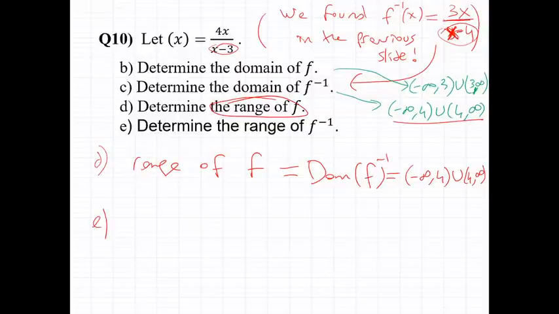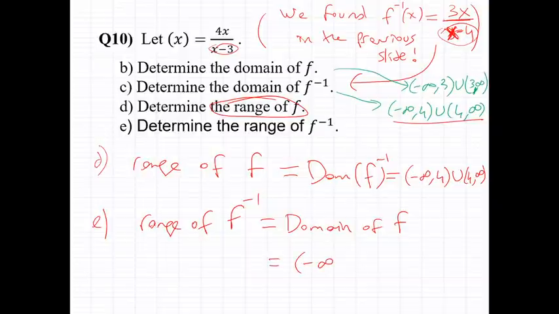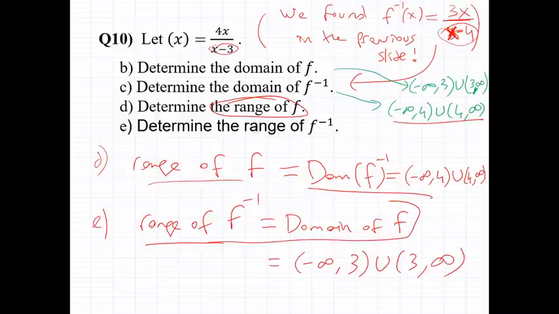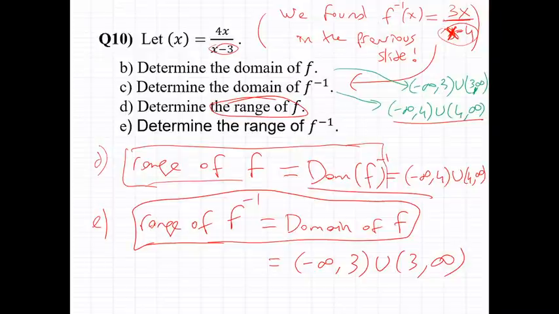Now for E, we have this shortcut. Range of f inverse, we know, is the domain of f, which is equal to minus infinity to 3 union 3 to infinity. So these equalities are the shortcuts for the range.